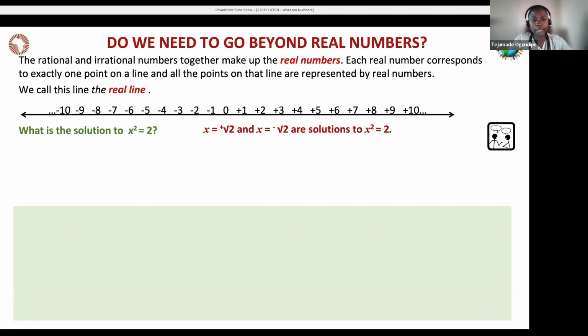You might want to look at the solution to x squared equals 2. What is x? What is the solution to x squared equals 2?